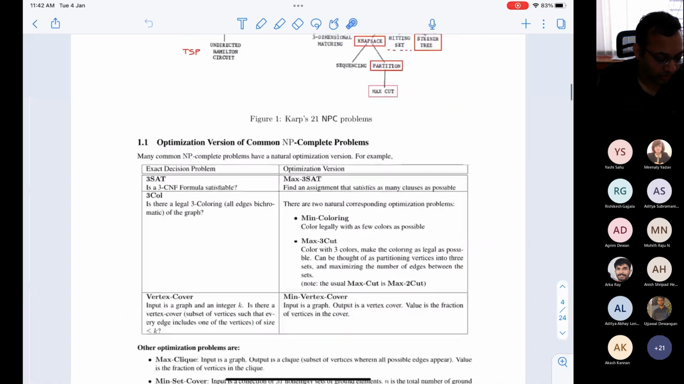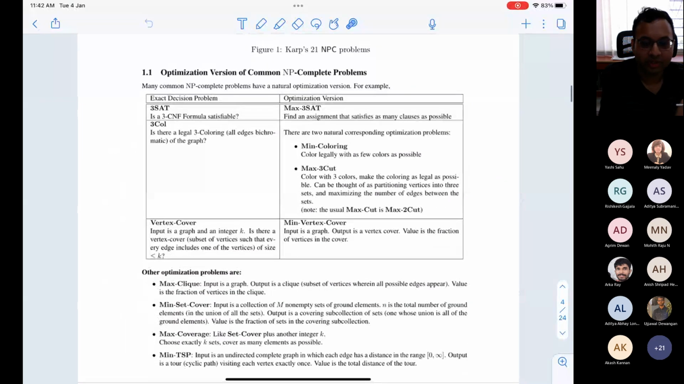So let me just go over briefly the optimization versions of this kind of NP-complete problems. But any question till now? Yes, feel free to stop me at any point if you have any question. Yeah, there is some question.